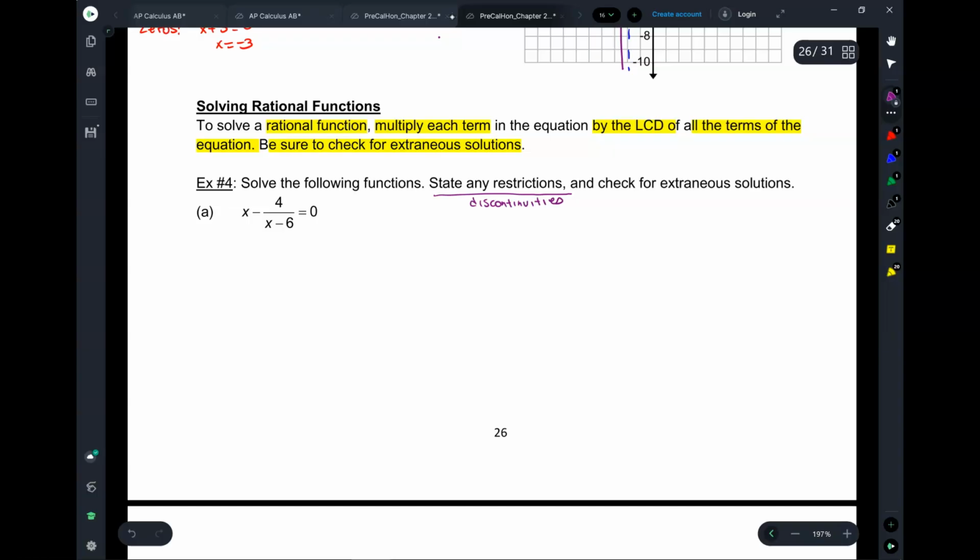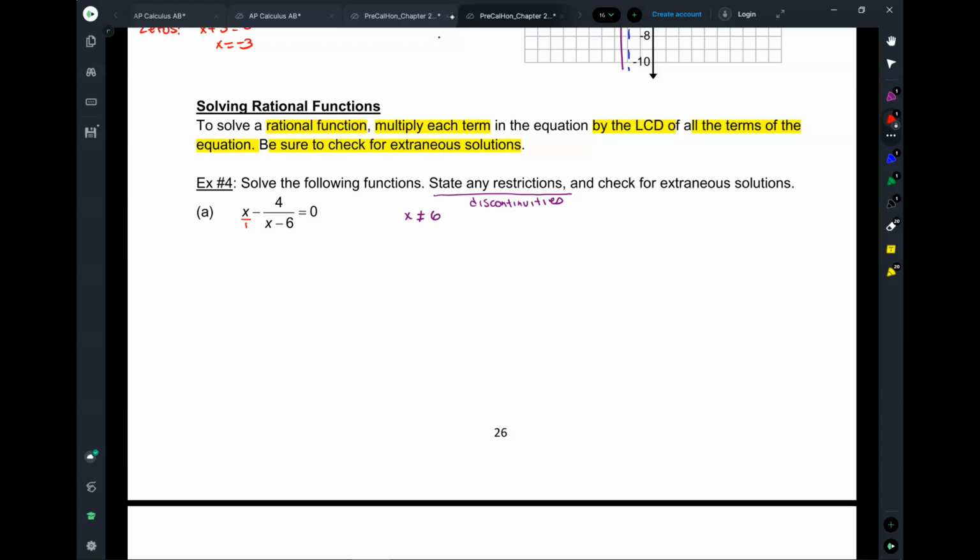So for the restriction, take a look at here. The denominator has x minus 6 in there, right? So we know from there that x cannot equal 6. That is the restriction.